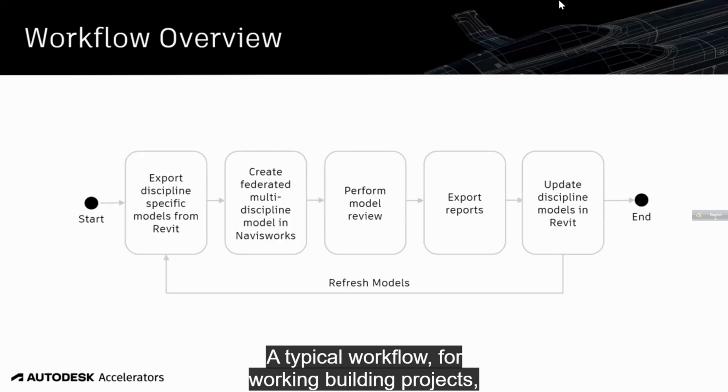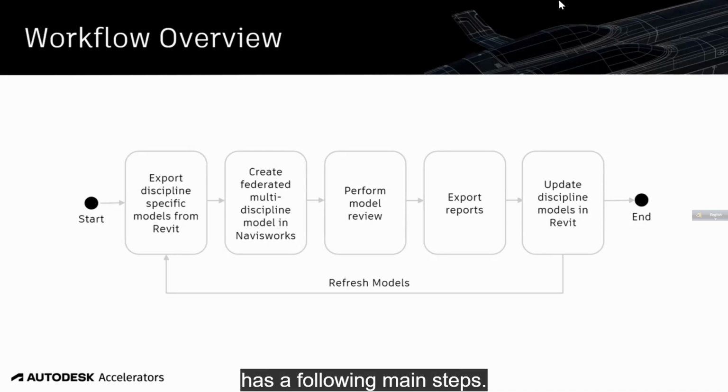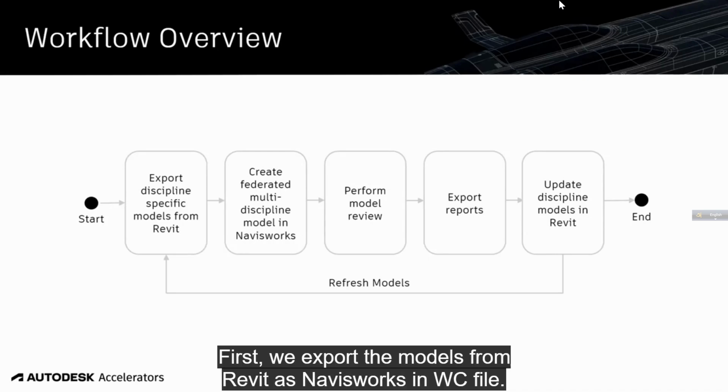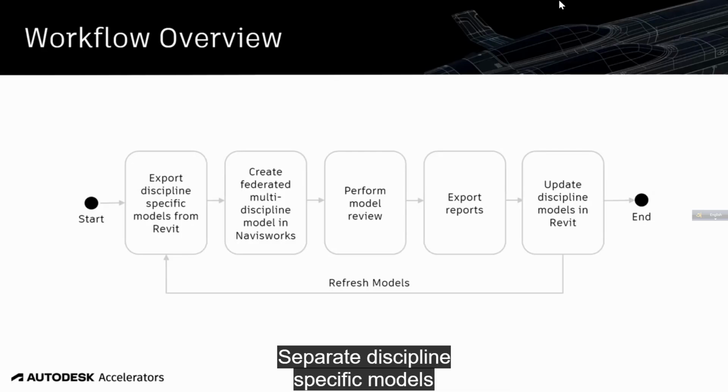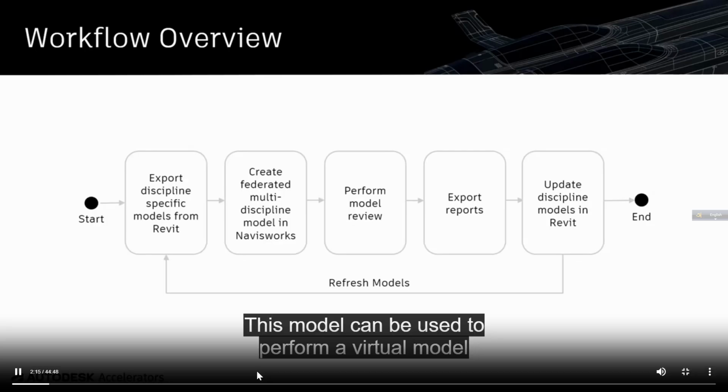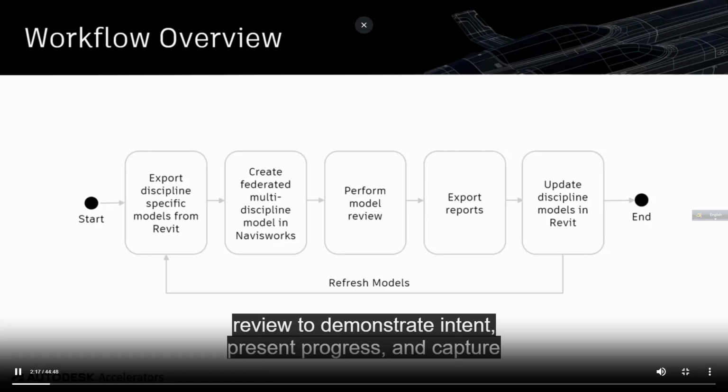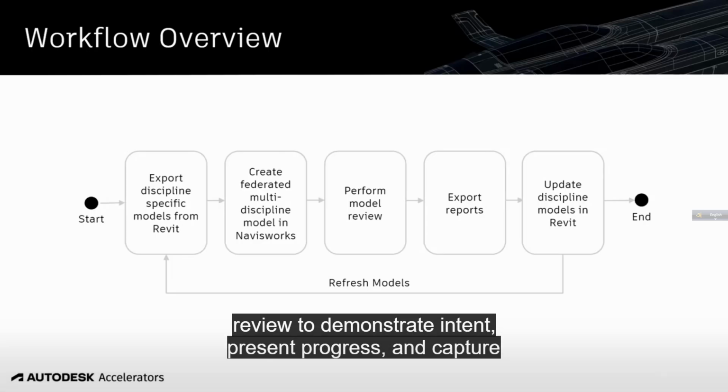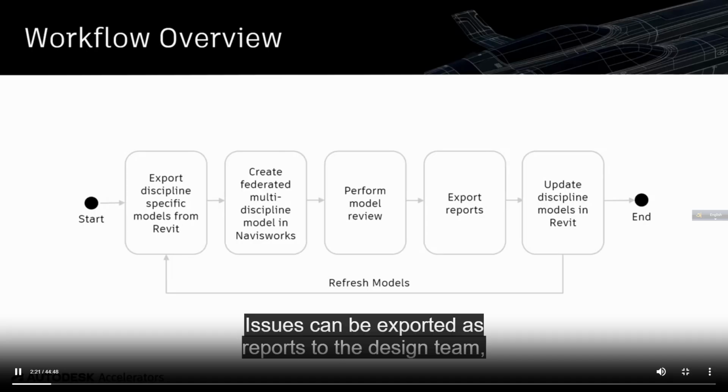A typical workflow for working with building projects has the following main steps. First, we export the models from Revit as a Navisworks NWC file. Separate discipline-specific models are combined together in Navisworks as a single coordinated multidiscipline model. This model can be used to perform a virtual model review to demonstrate intent, present progress, and capture design issues. Issues can be exported as reports to the design team to be addressed back in Revit, and updated models can refresh the Navisworks model for tracking resolutions.